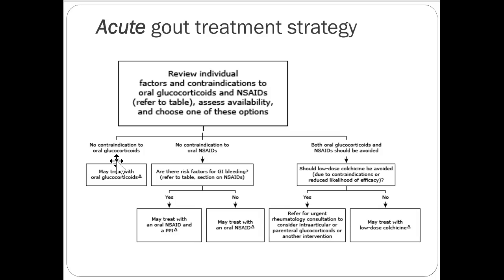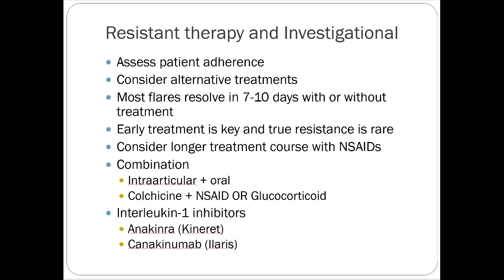I don't really care. Ultimately, I would agree that colchicine should be a choice that would only be pursued if your patient didn't qualify for a glucocorticoid or an NSAID. Patient adherence would be something to consider if it's resistant or not. Flares should resolve in 7 to 10 days, and again, early treatment is key.